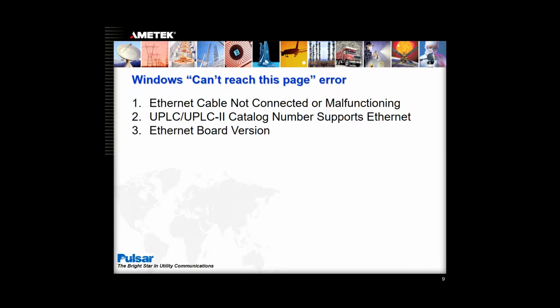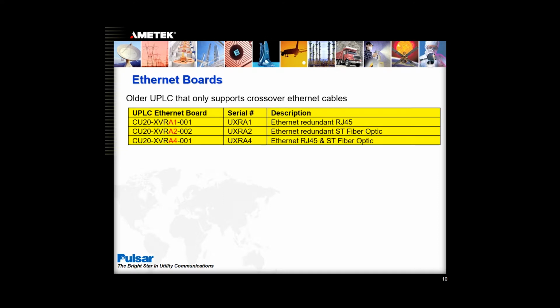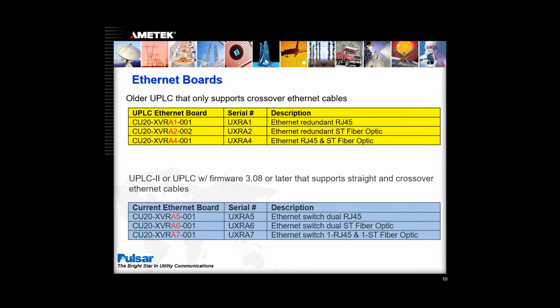3. It could be that you have an older UPLC with first generation Ethernet boards listed here, and you are using a straight Ethernet cable. If you have any of these boards, then only a crossover Ethernet cable will work. To use either a straight or crossover Ethernet cable with a UPLC, you will have to have the latest Ethernet boards listed here and firmware version 3.08 or later. All UPLC-II support straight and crossover Ethernet cables.